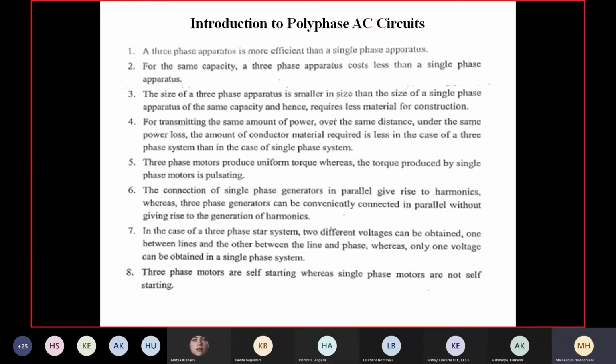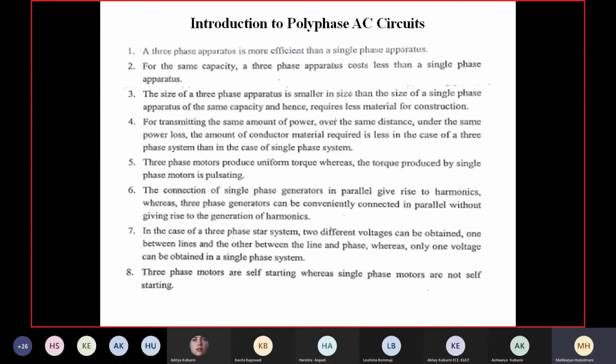Hence, when you are applying to a particular special application where uniform torque is required, three phase motors are your best choice. Therefore, from an application perspective, for a loading conveyor, belt, pump, anything of such, three phase motors are used.